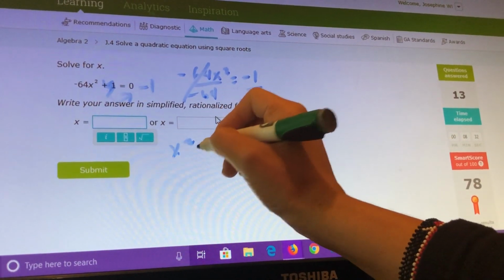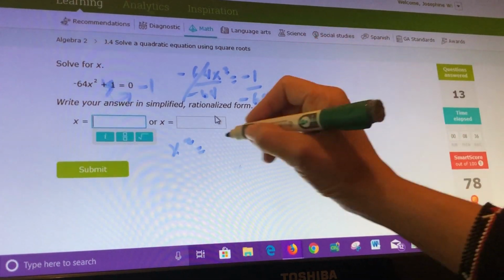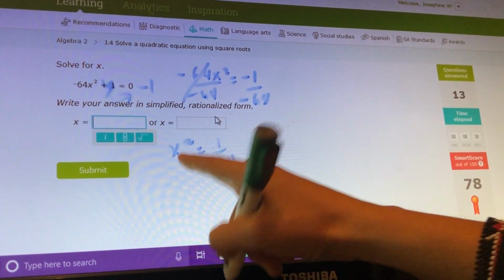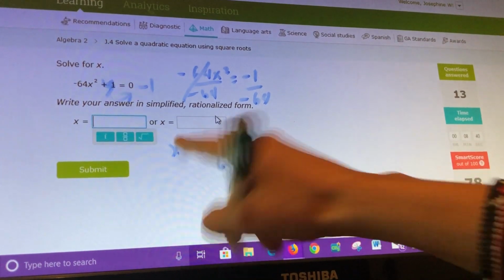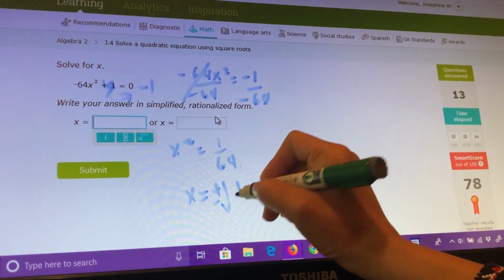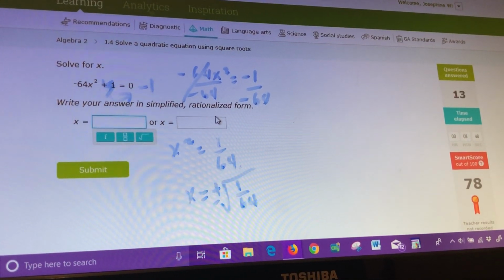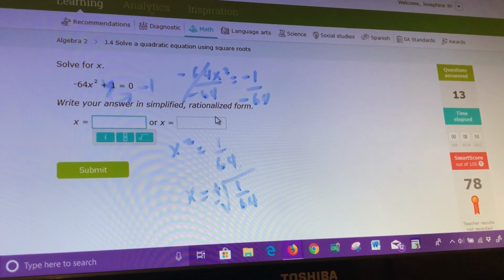So you're going to have x squared equals a negative divided by a negative is a positive, and then just 1 over 64. To find that, you take the square root. So it'll be x equals plus or minus the square root of 1 over 64. There's no imaginary number, and this is what we have to put in rationalized form.